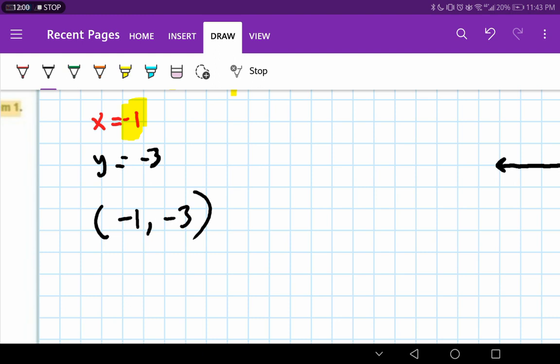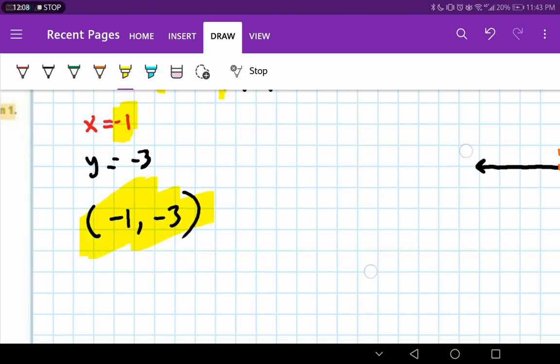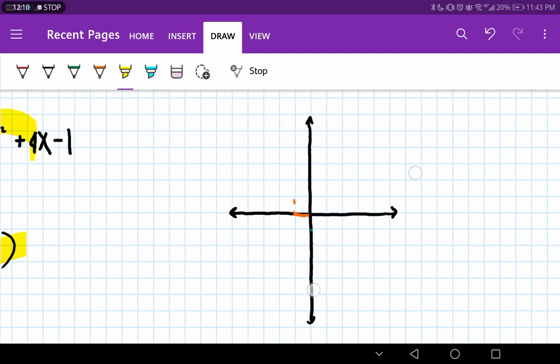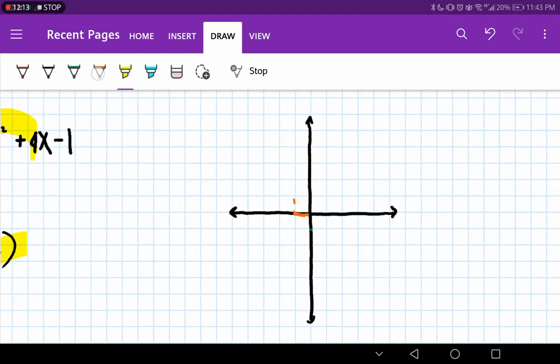Good? Good. Now I need to graph. Directly go and plot this point. -1 and -3. Where is it? Yes, to the left and down. -1 to the left and -3 down. So 1, 2, 3, it will be here.